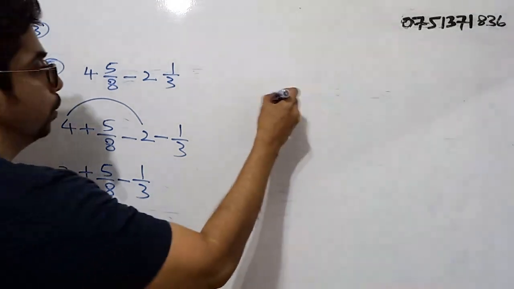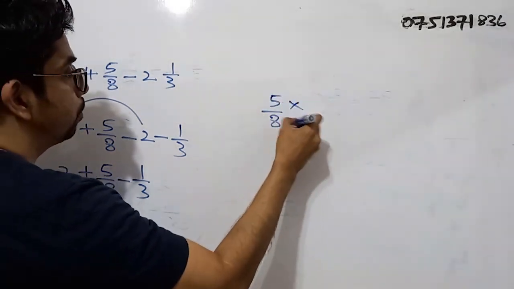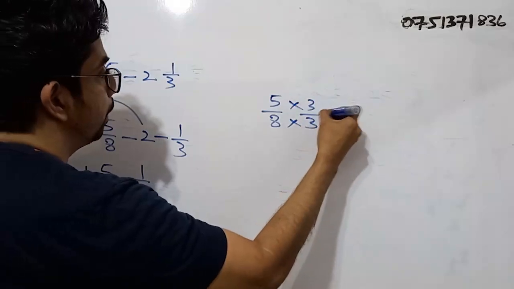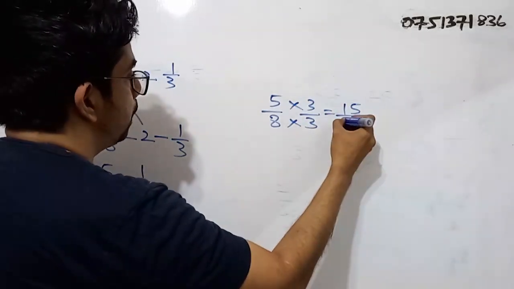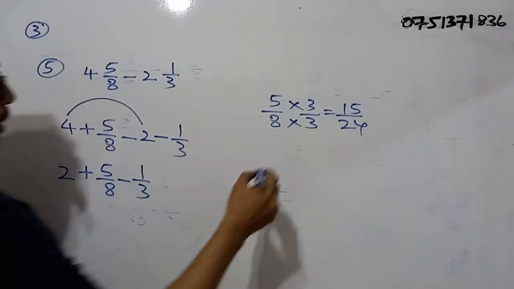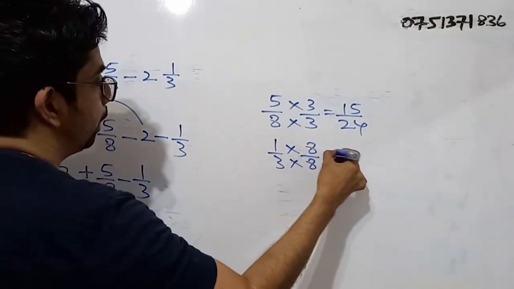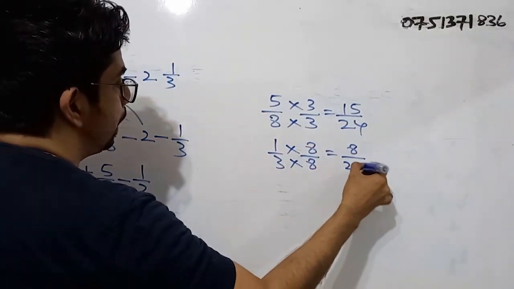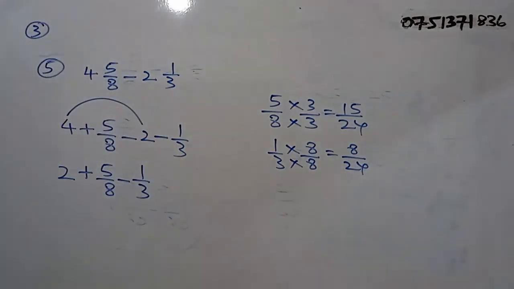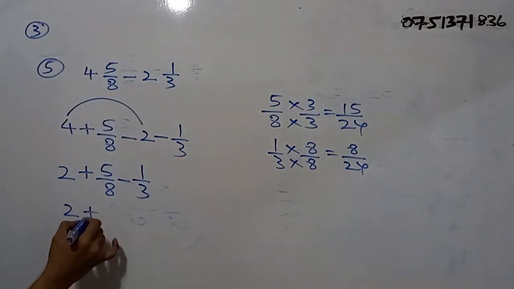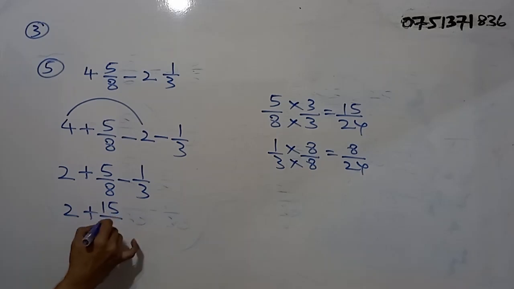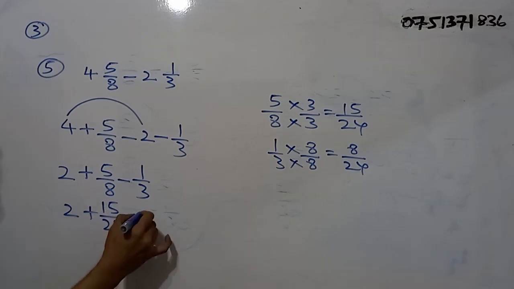So when we compare these two denominators, what is the common denominator? 24. So 5 by 8, I'll have to multiply both numerator and the denominator by 3. So this becomes 15 by 24. Then 1 by 3, I'll have to multiply both numerator and the denominator by 8. So this becomes 8 by 24. So I can rewrite this as what? 2 plus 15 by 24 minus 8 by 24.